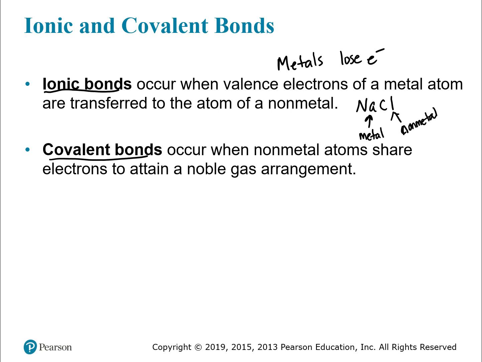Covalent bonds occur when nonmetal atoms share electrons and they achieve a noble gas arrangement. One example of that is carbon dioxide. The oxygen is not taking any electrons away from the carbon. They're just sharing electrons. So you'll definitely want to know the difference between these two.